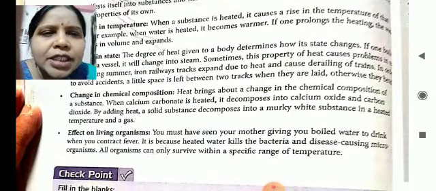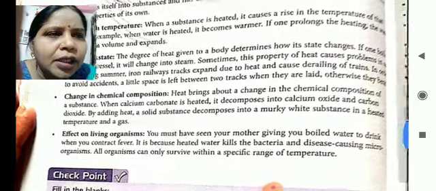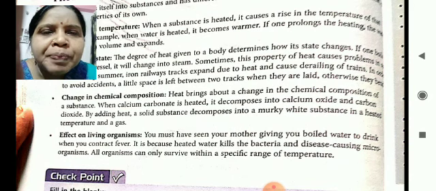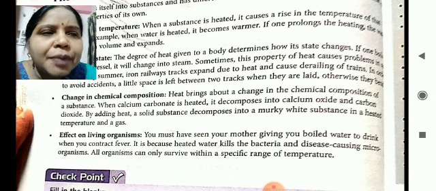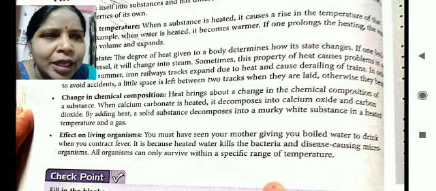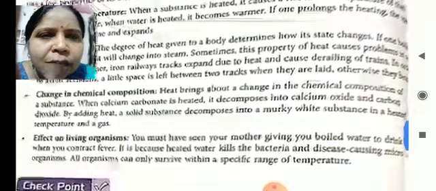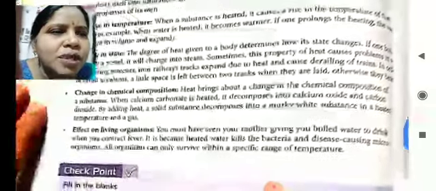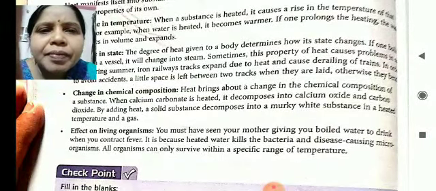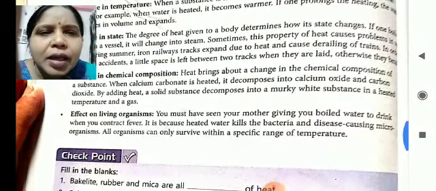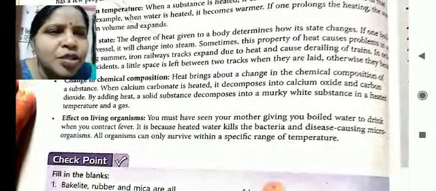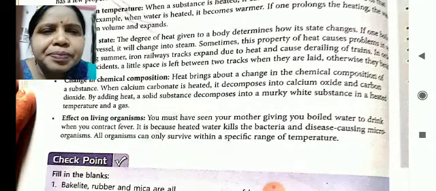Third, change in chemical composition. That means a compound can be broken into its simpler compounds or its elements. For example, when calcium carbonate is heated, it decomposes into calcium oxide and carbon dioxide. By adding heat, a solid substance decomposes into a murky white substance.